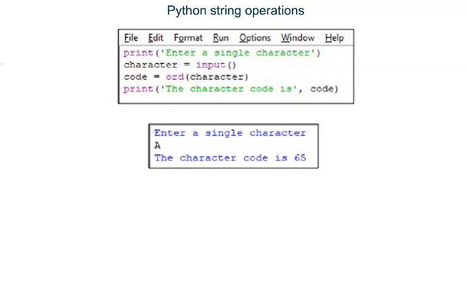When I ran the program, I entered uppercase A, and the ord function found that the character code of uppercase A is 65, so this is what was output.